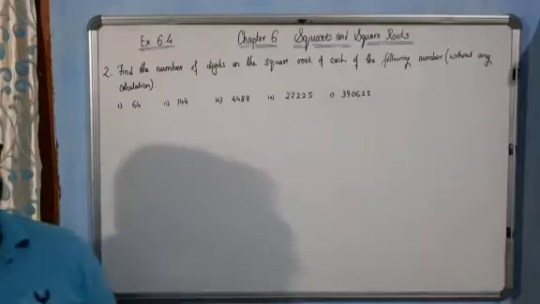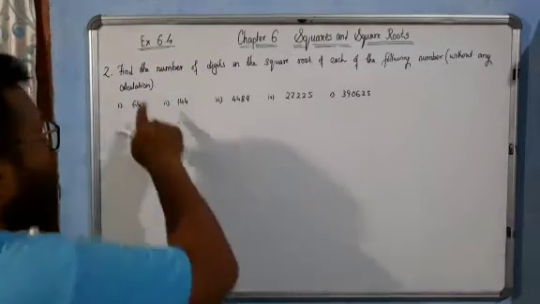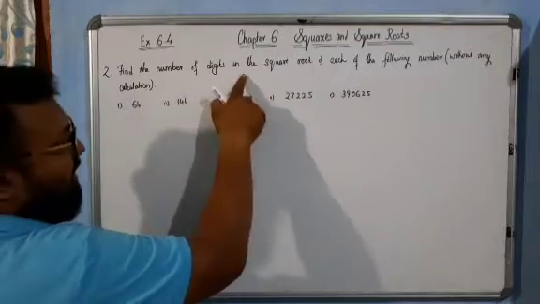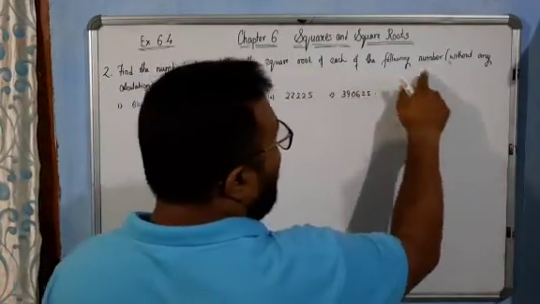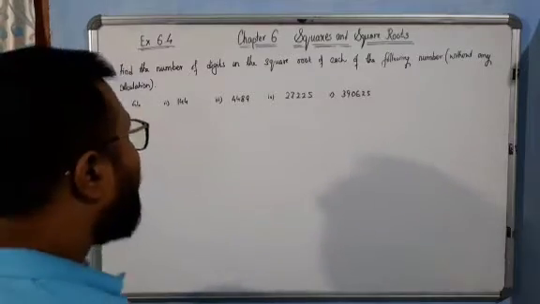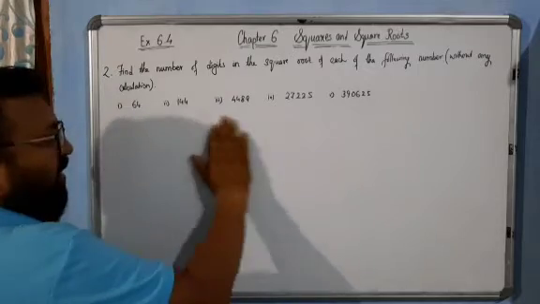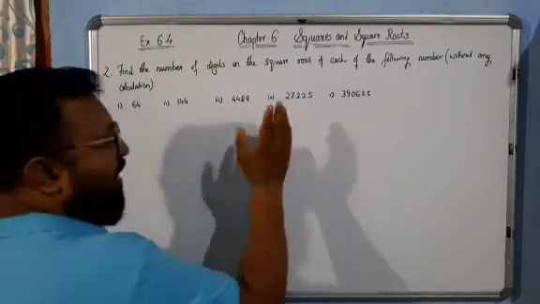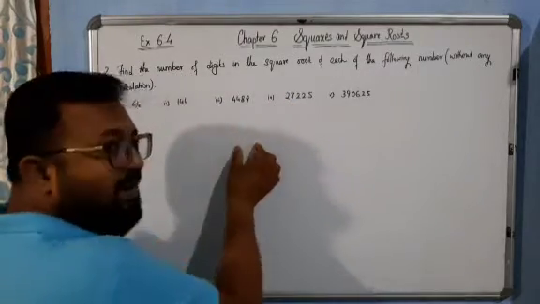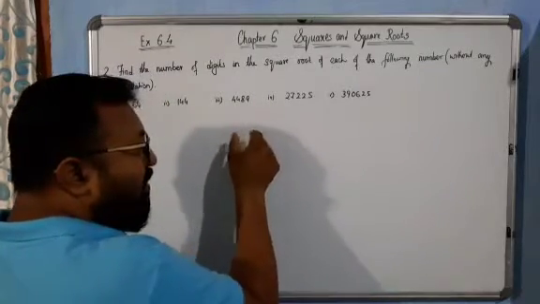Thank you. Hello students, now come to the next question of the exercise. Question number 2 says that find the number of digits in the square root of each of the following numbers without any calculation. So see, it means that whatever examples are given here, all are perfectly square numbers. Now if we find the square root of this one, we will get a number. The question is asking what will be the number of digits of that number.